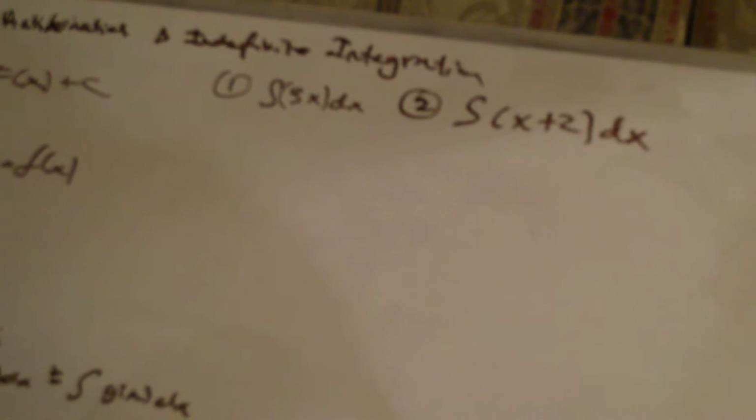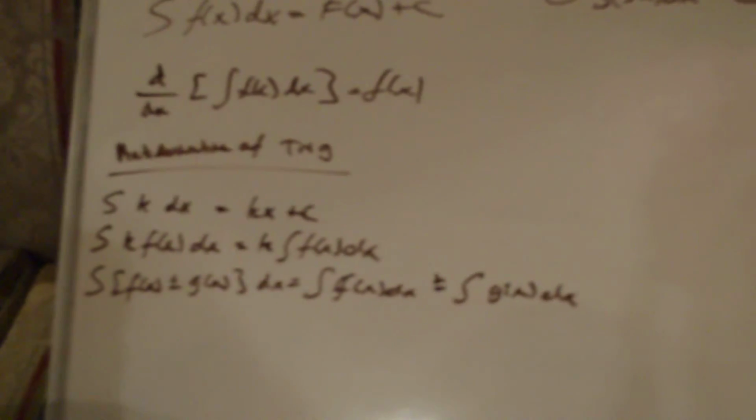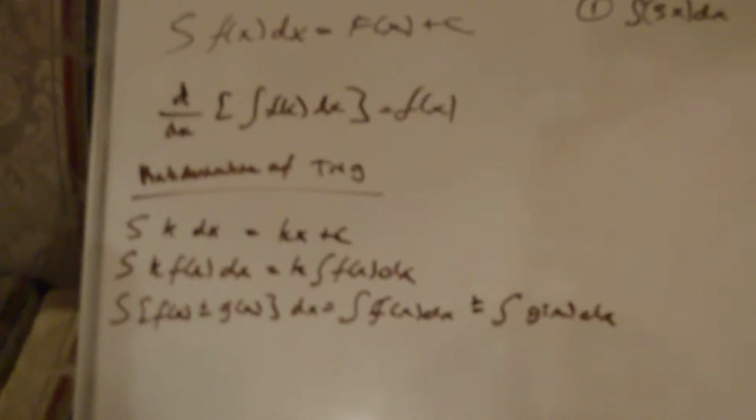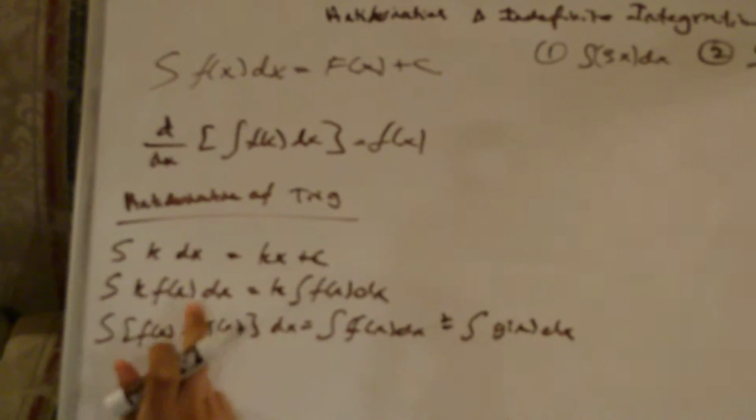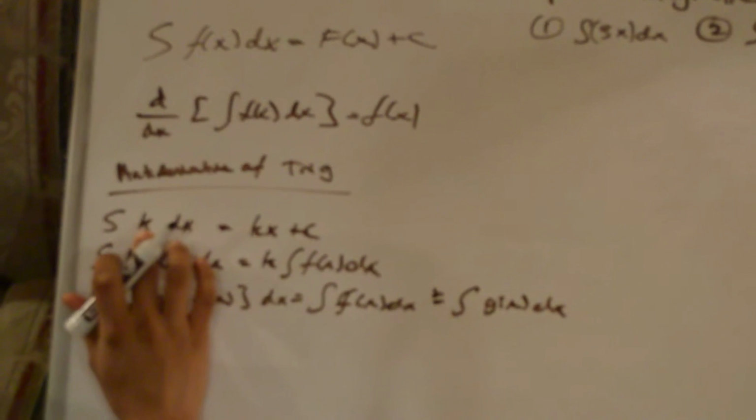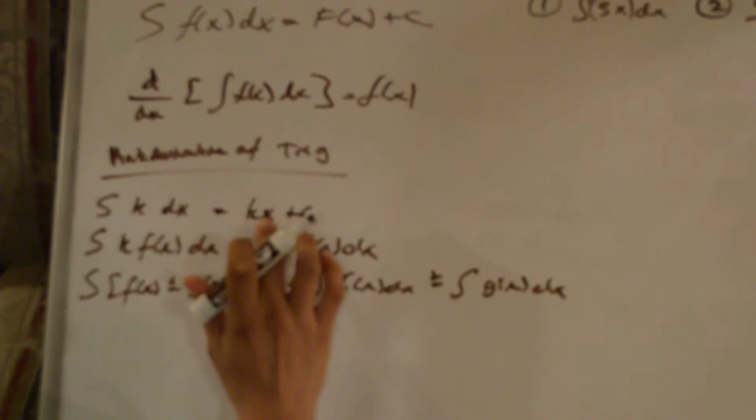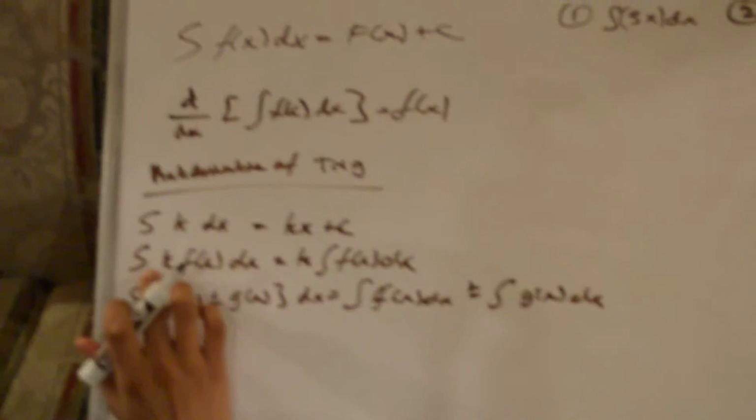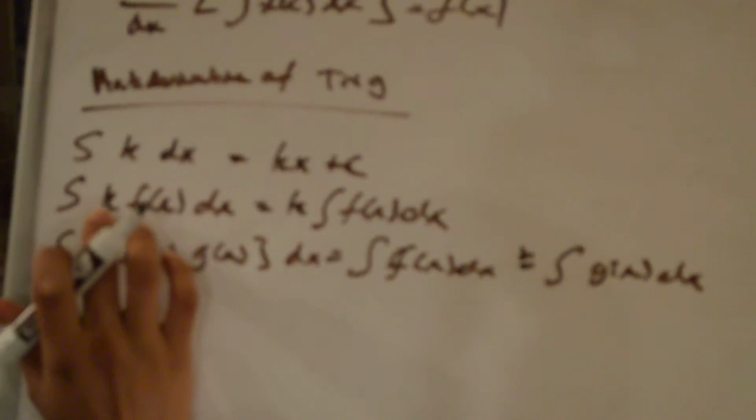Alright, so there are some properties that you're going to need to know. First of all, these are the three. If we're finding the antiderivative of a constant, it's the constant times x plus c. Also, if you're finding the antiderivative of a constant times a function, you can just take that constant out and find the antiderivative of the function. If you have two of them added together, you can just split them up and find the antiderivative of one plus the antiderivative of the other.